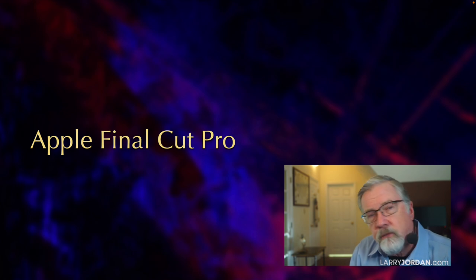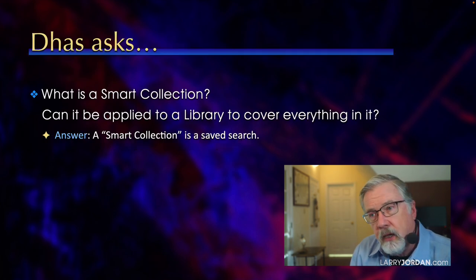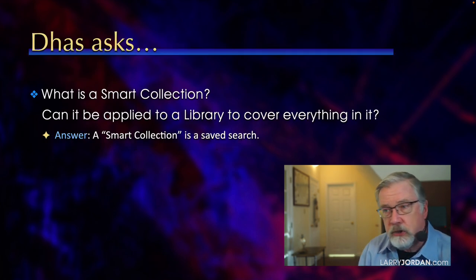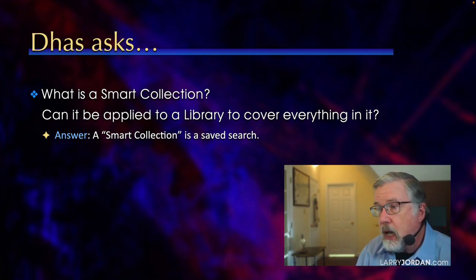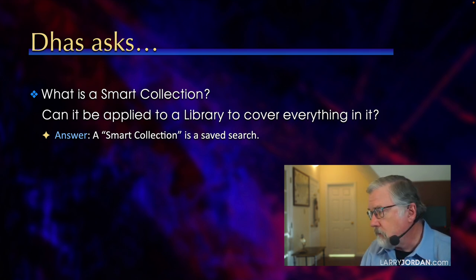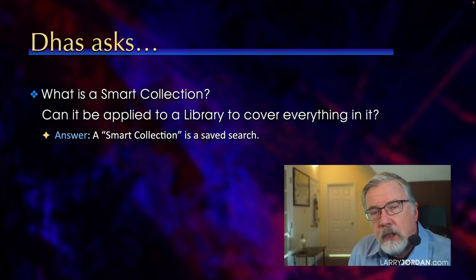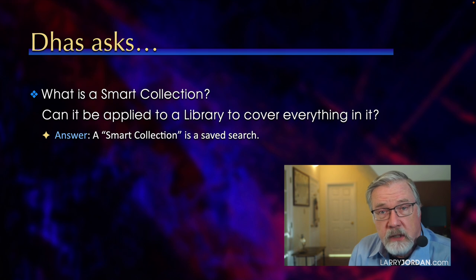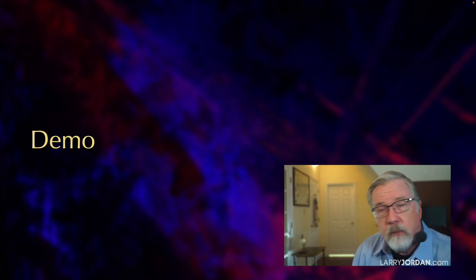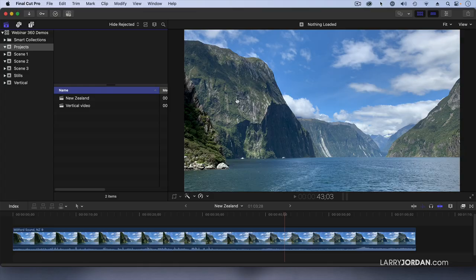Looking specifically at Final Cut Pro, Das asks, what is a smart collection? Can it be applied to a library and cover everything in it? And a smart collection is really just a saved search. It has a fancy name, which is Smart Collection, but all it is is a saved search. Let me show you how it works.